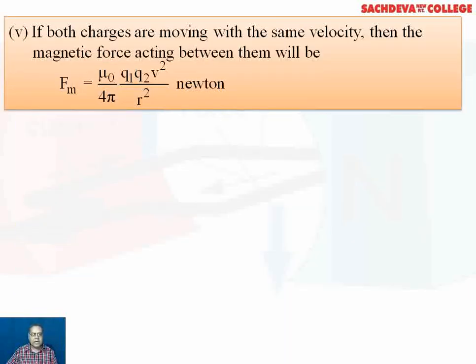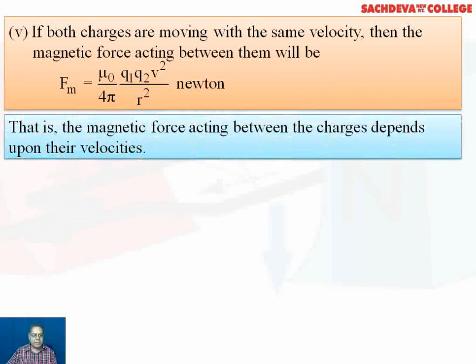If both charges are moving with the same velocity, then the magnetic force acting between them will be mu naught over 4 pi Q1 Q2 into V square divided by R square newton. Wherever we write mu naught over 4 pi, this number can be replaced by a constant number 10 to the power minus 7. Because mu naught is 4 pi into 10 to the power minus 7, when it is divided by 4 pi, the number comes as 10 to the power minus 7. That is, the magnetic force acting between the charges depends upon their velocities.